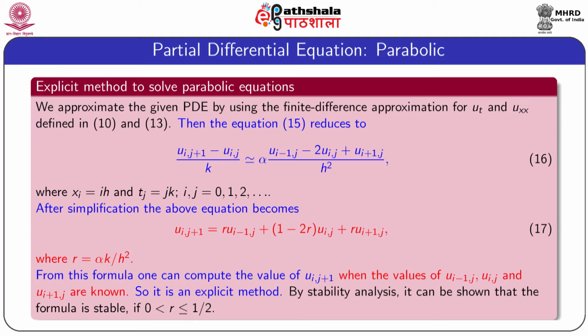By stability analysis, it can be shown that the formula gives a stable solution if 0 is strictly less than r, less than or equal to half. So if this condition is satisfied, then equation 17 gives the stable solution for the parabolic equation, particularly the heat conduction equation.